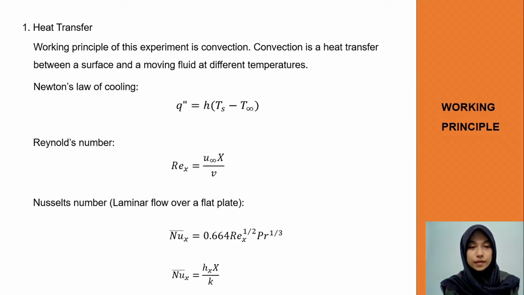The working principle of the experiment related to heat transfer is convection. Convection is heat transfer between a surface and a moving fluid at different temperatures. It requires the presence of a temperature variation in a material medium. So the experiment used Newton's law of cooling, which is heat flux equals convection coefficient times the temperature of the surface minus the temperature of the ambient. And the convection coefficient can be obtained by calculating the Reynolds, Prandtl, and Nusselt numbers in laminar flow over a flat surface.